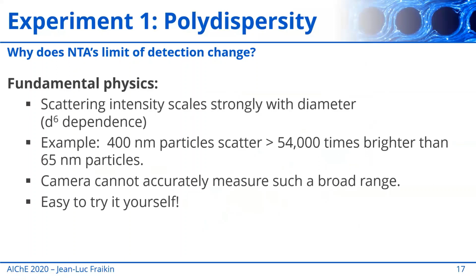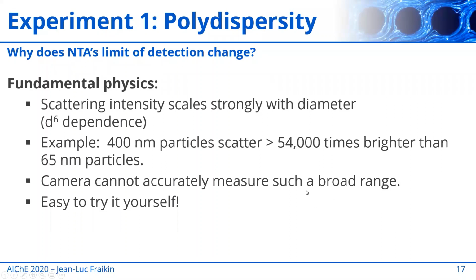So that means, for example, in the size range that we're measuring, 400 nanometer particles would scatter more than 50,000 times brighter than 65 nanometer particles. They are very close in size range, but there's a huge difference in scattering intensity. And the way NTA works is that particles that are scattering very weakly and very brightly have to be imaged in the same video frame. And so there's essentially no camera that can handle this properly.